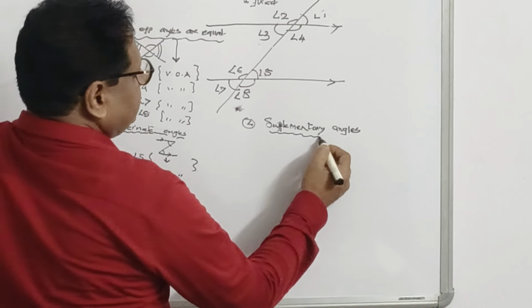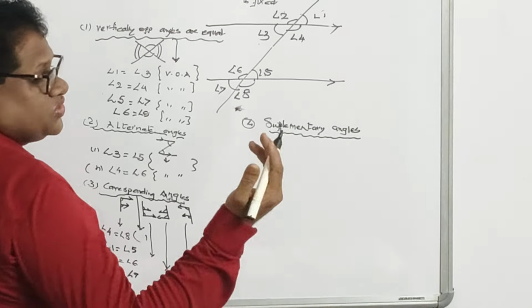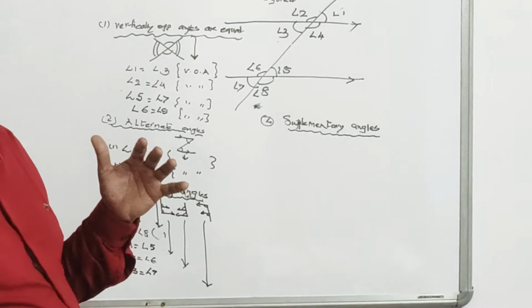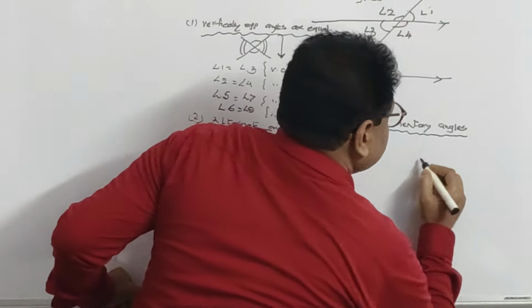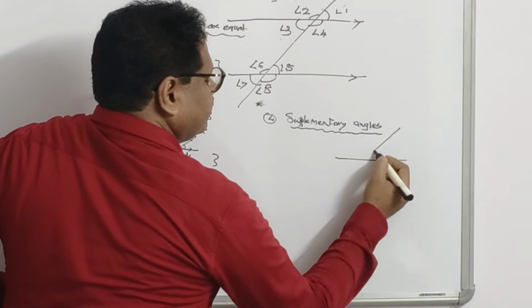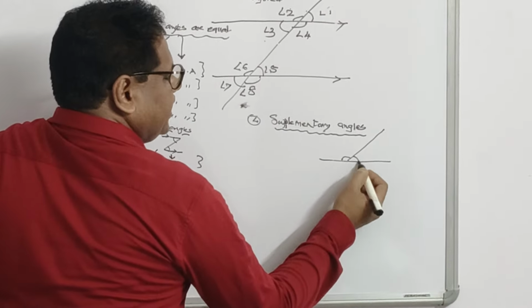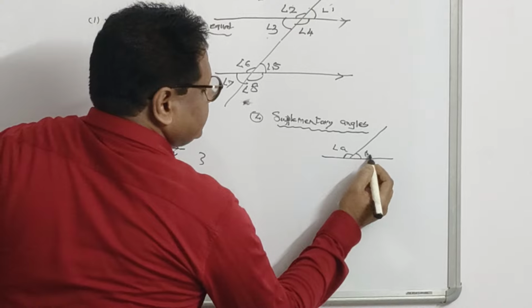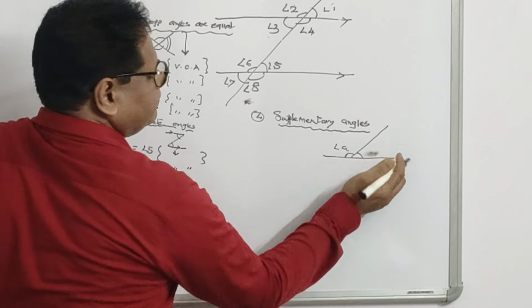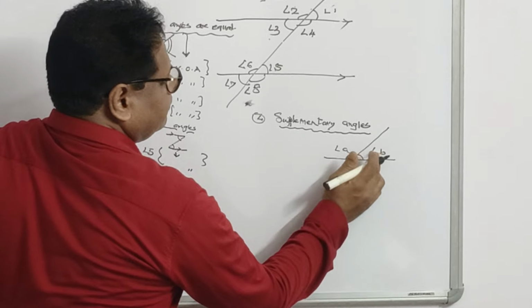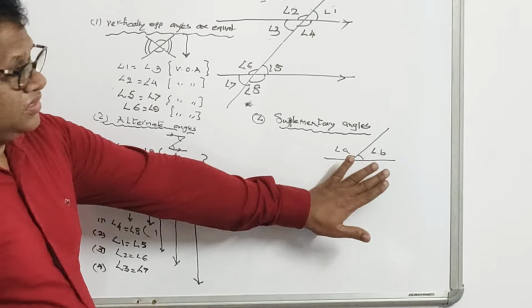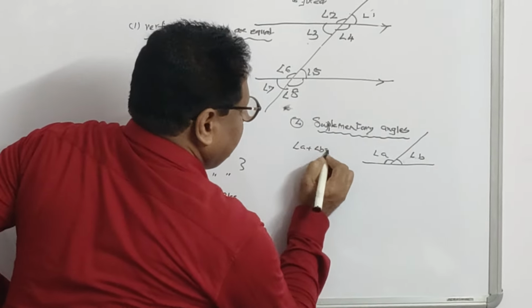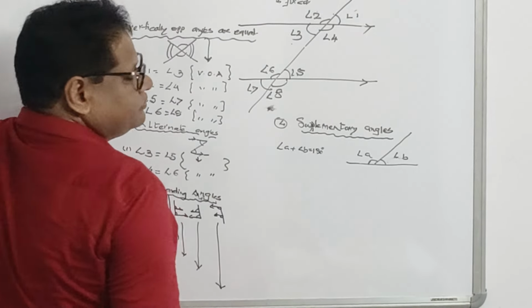As per the supplementary angles, this pair represents angles of a straight line, because supplementary angles are those when the pair adds up to give 180 degrees. So here, if a straight line meets another straight line, these are the supplementary angles, right? If this is angle A and this is angle B, these two are a supplementary pair. That means angle A plus angle B equals 180 degrees.